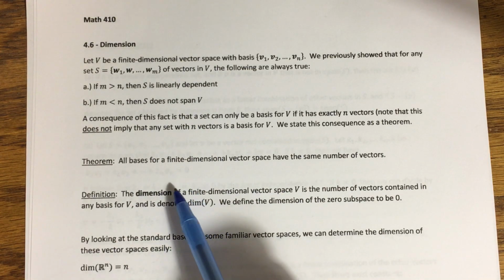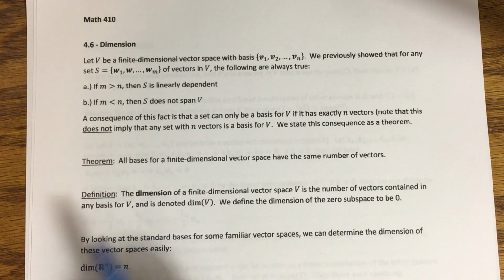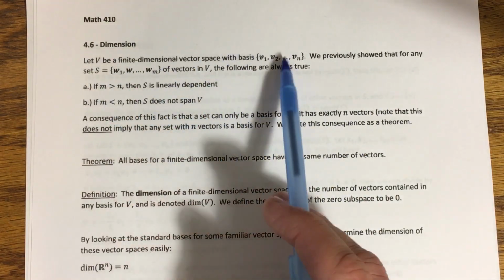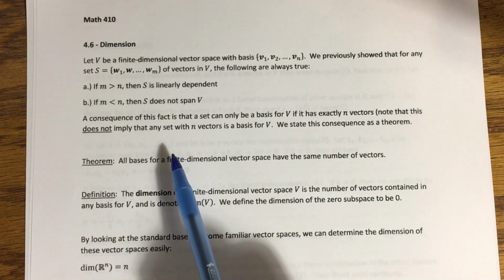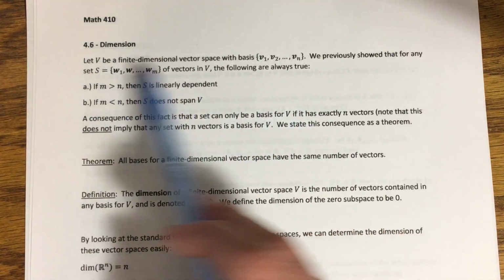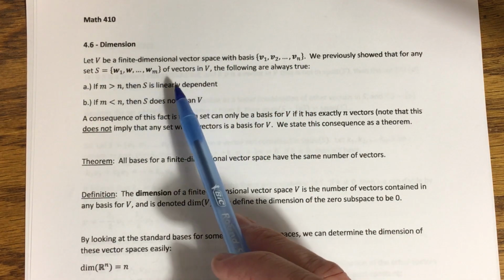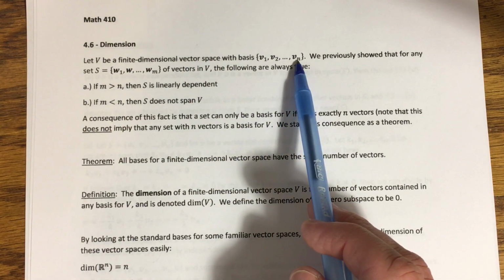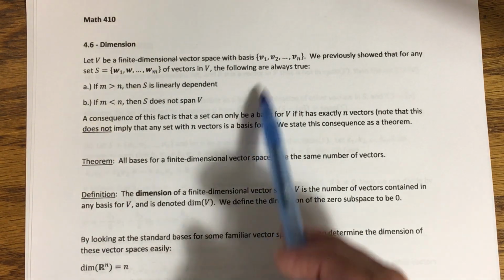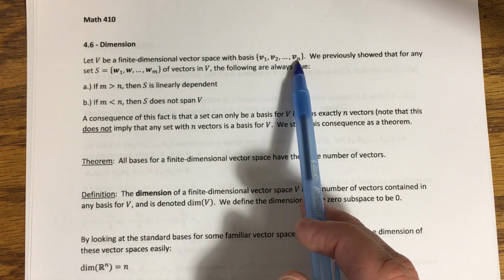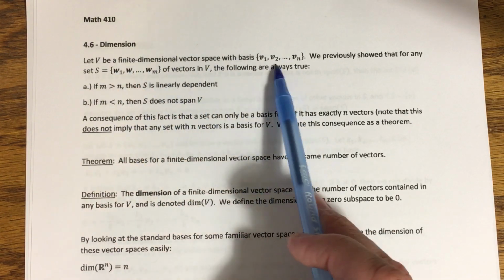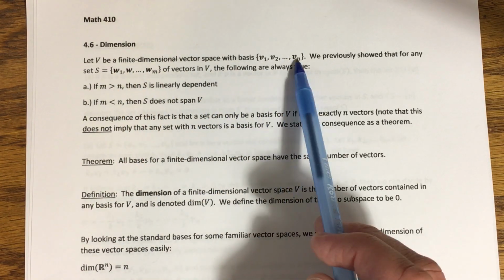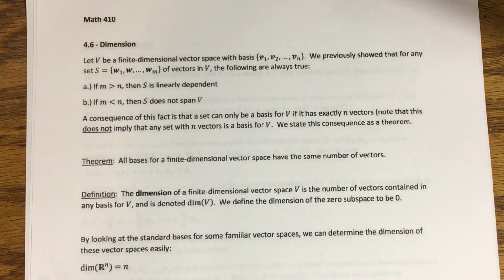An automatic consequence of that is that in a finite dimensional vector space V, all bases that you could find for that vector space have to have the exact same number of vectors. It's worth pointing out that this does not imply, in this case where our basis has n vectors, that any set of n vectors is going to be a basis for V. There's going to be plenty of sets of n vectors that are not bases, but if a set is a basis for this V, then you have to have these n vectors in it. Okay, so that's what this theorem says right here.